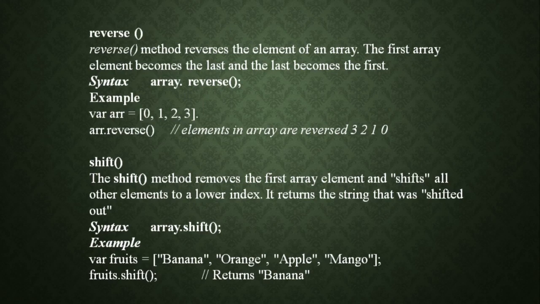Next method is shift. The shift method removes the first array element and shifts all the other elements to the lower index. It returns the string that was shifted out. The method is array.shift. What does it do? It removes the first array element. Here in this example, it removes bananas and shifts orange, apple, mango.